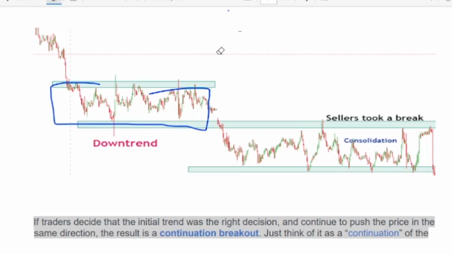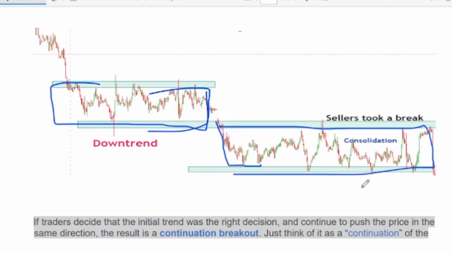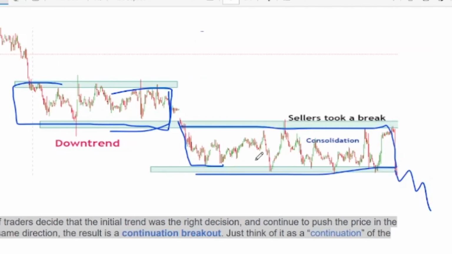So the continuation breakout is when the market is moving in an uptrend, for example, and then that formation of consolidation will appear and then we'll be breaking out by continuing in the same direction. So that's what happened here. We broke below this consolidation, and guess what happened here? We started another consolidation from another area, again expecting a break down below and continuation in the same direction. So let's take a look at an example from the chart.